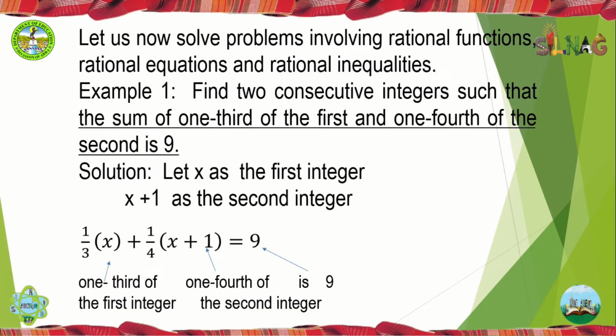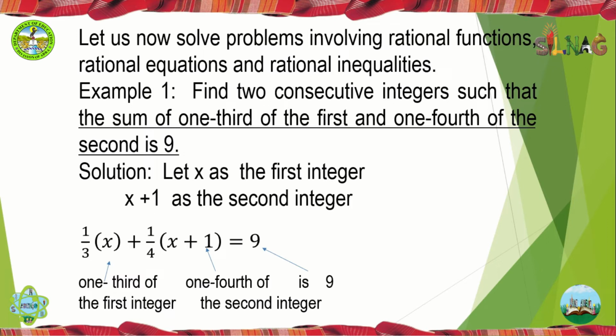But if the missing consecutive numbers are odd or even, then to represent this, we let x be the first integer and x plus 2 the second integer. Now, let us solve the given problem.